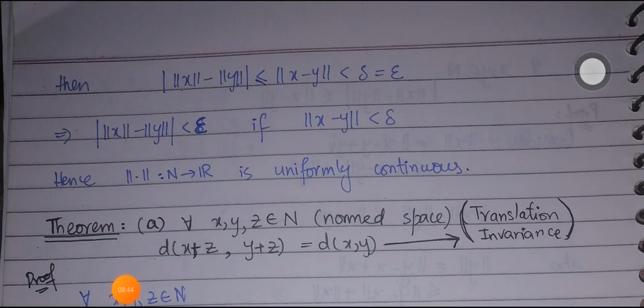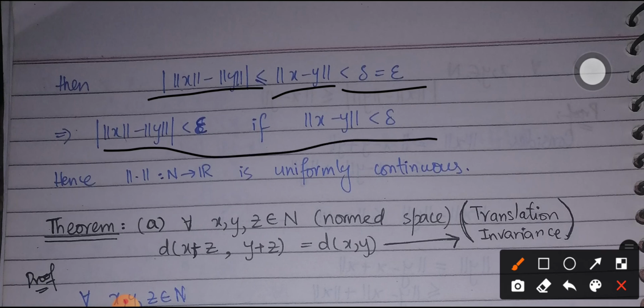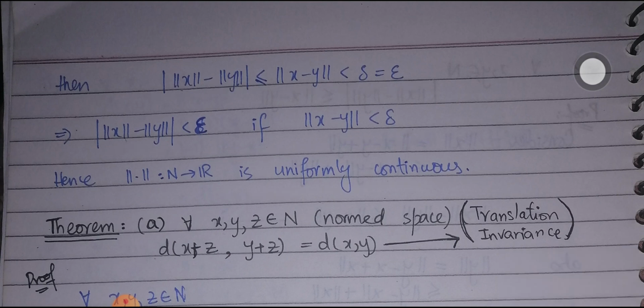then by using the previous result, we can say that mod of norm of x minus norm of y is less than or equal to norm of x minus y, which is less than delta, which we have taken to be equal to epsilon. So here we have the result that we have to prove for uniformly continuous functions, and hence we have proved that norm is a uniformly continuous function.